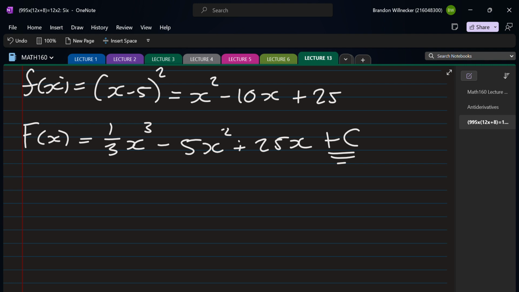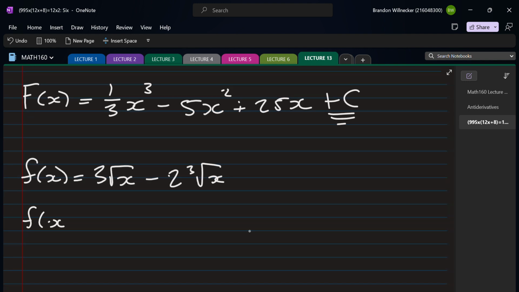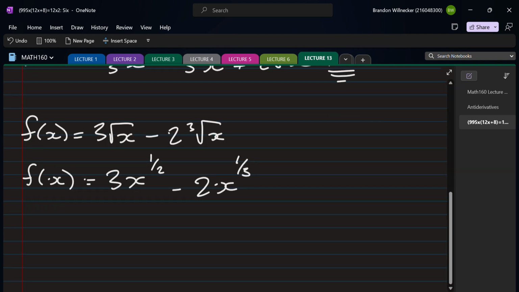Okay, another one, let's see here. Okay, so we have f of x is equal to 3 root x minus 2 cube root x. Something like this. Now, again, you might think we can't use the power rule, right? There's no powers to speak of here. But the root of x is the same as x to the half. Now we can use the power rule. The cube root of x is x to the 1/3. Again, now we can use the power rule. So let's rewrite this as 3x to the half minus 2x to the 1/3. Now we can use the power rule with that.